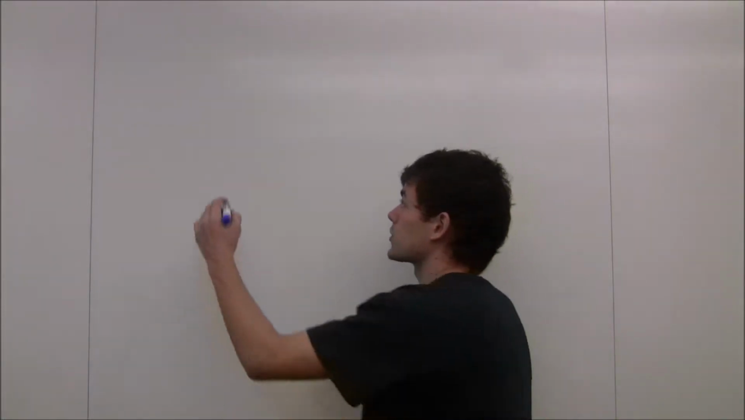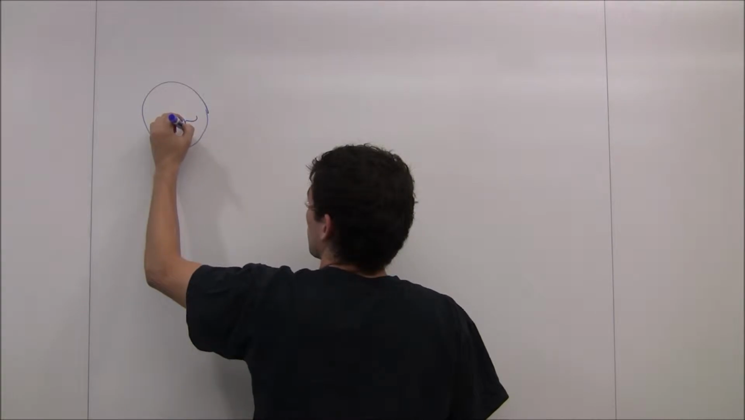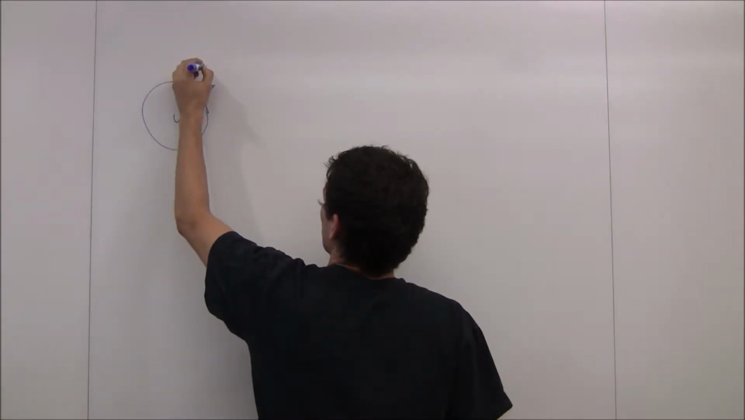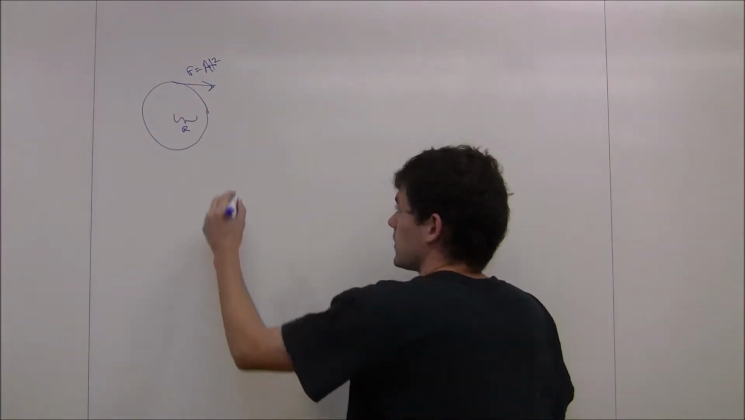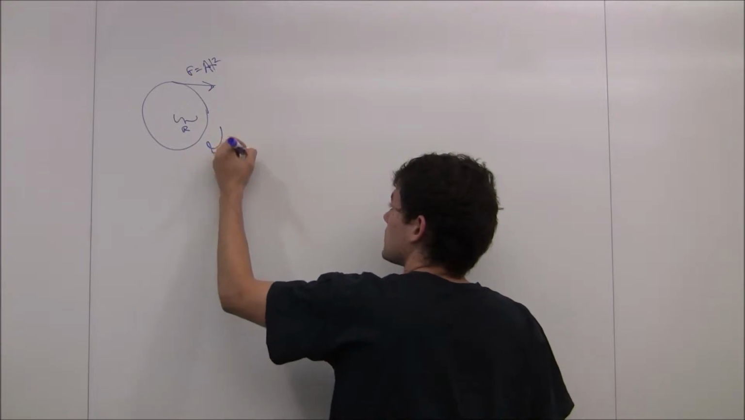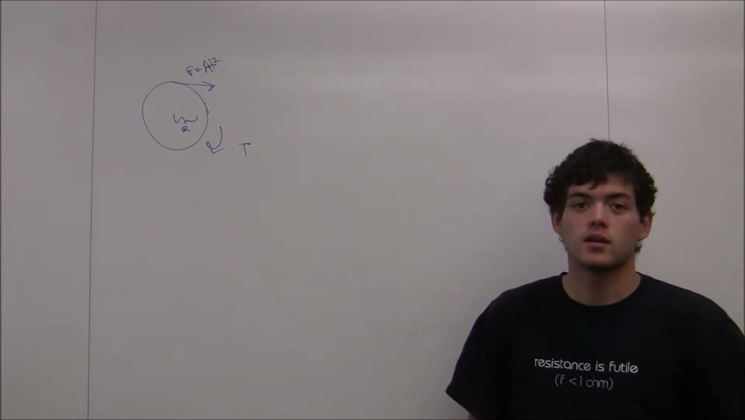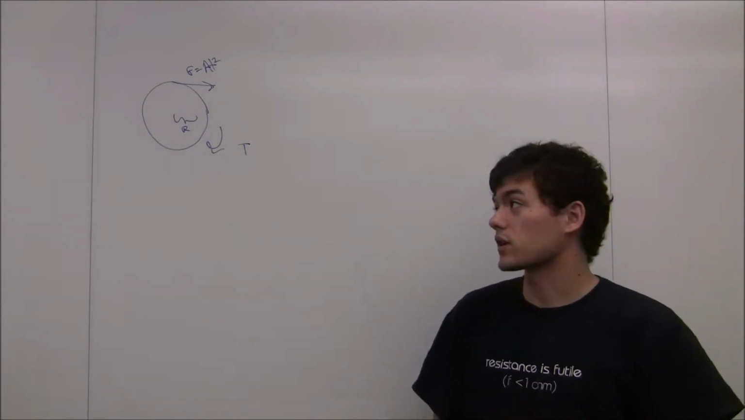So in this problem, we're told that a ring-like wheel of radius r has a force F equals A t squared applied to it tangentially. It takes a time T to make one full revolution, and we're asked what the mass of this wheel is going to be.